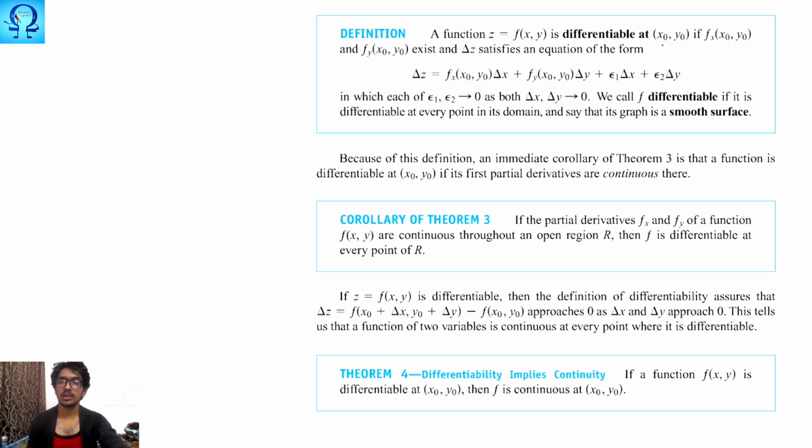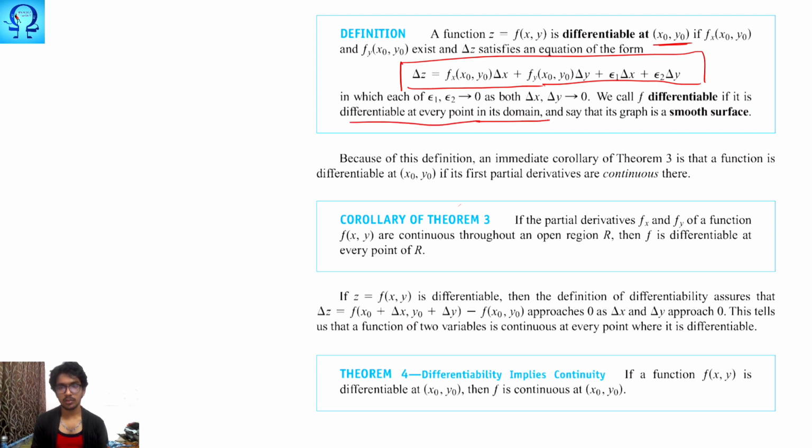A function is said to be differentiable at a particular point if the partial derivatives with respect to x as well as y exist at that point x naught, y naught, and your delta z satisfies an equation of this form. In this case, as your delta x and delta y are very small, epsilon 1 and epsilon 2 must be very small. Then we call f a differentiable function. When do we call a function differentiable? If it is differentiable at every point in its domain.